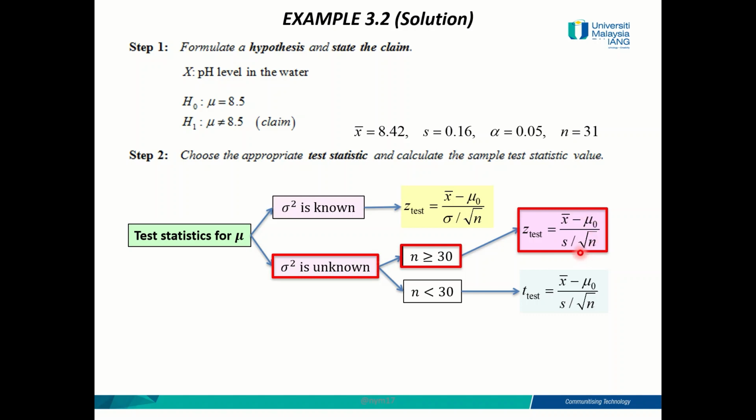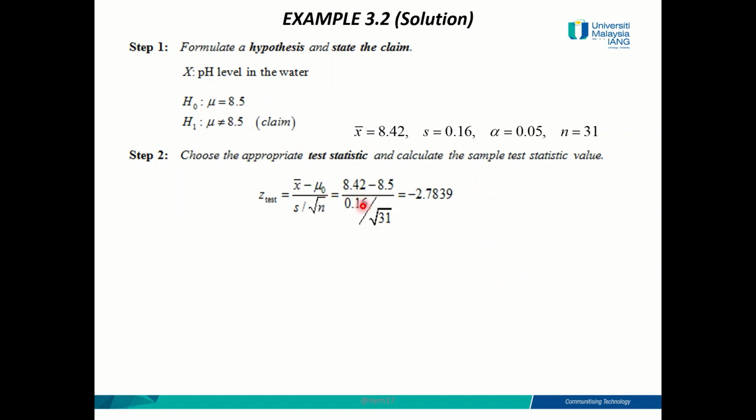Okay, so let's just substitute all the values accordingly. X bar is this. Mu naught is the hypothesized mean, which is 8.5. The value which appears in your step 1 is your hypothesized mean. So substitute all the values accordingly and you will get this negative 2.7839. This is your test statistics for this hypothesis testing. Done. Okay, so step 2 is done.